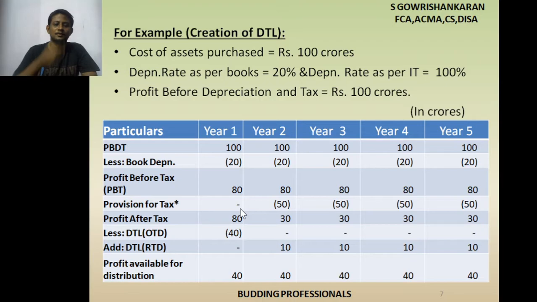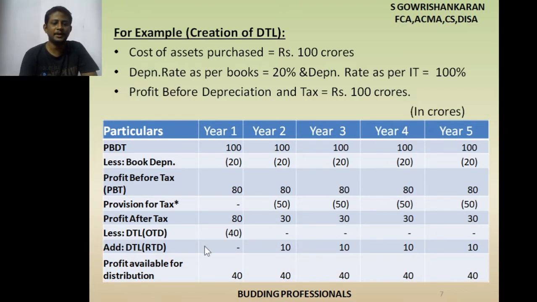Correct? Then profit after tax, but before adjusting the deferred tax. What is my profit for the first year? Profit after tax is 80 crore, second year 30 crore, third year 30 crore, fourth year 30 crore, fifth year also 30 crore. That is profit after tax, but before adjusting anything related to deferred tax.